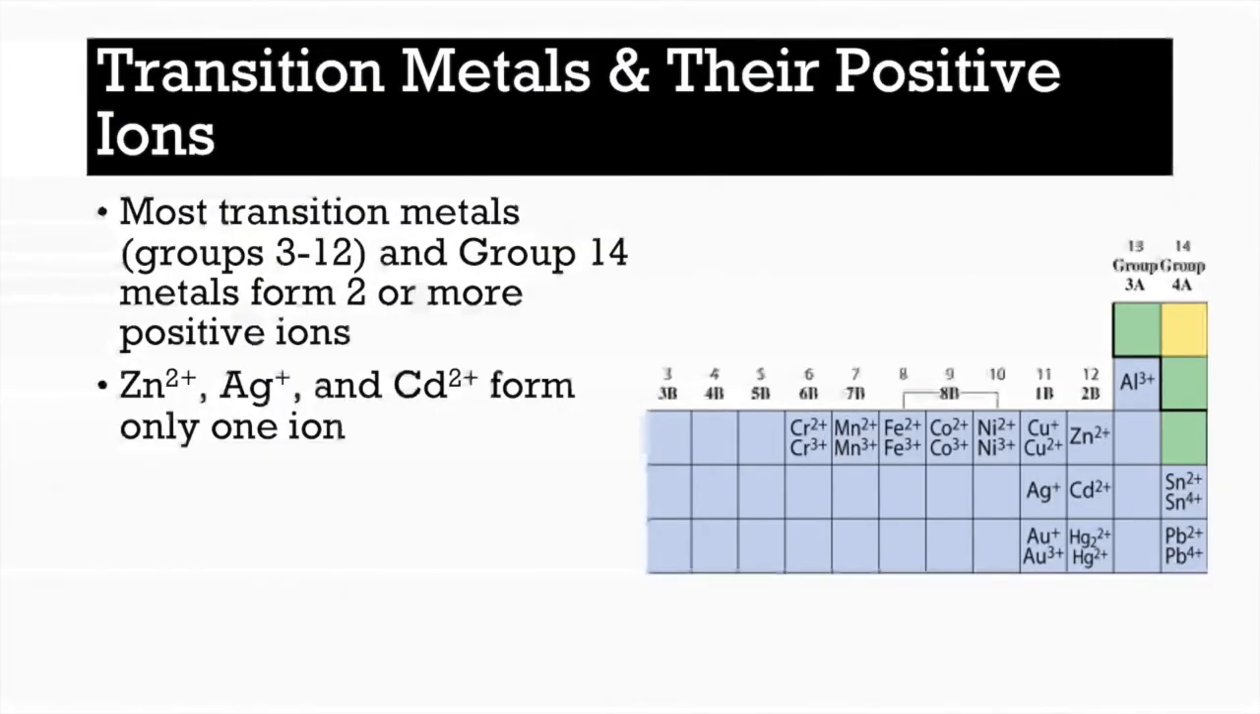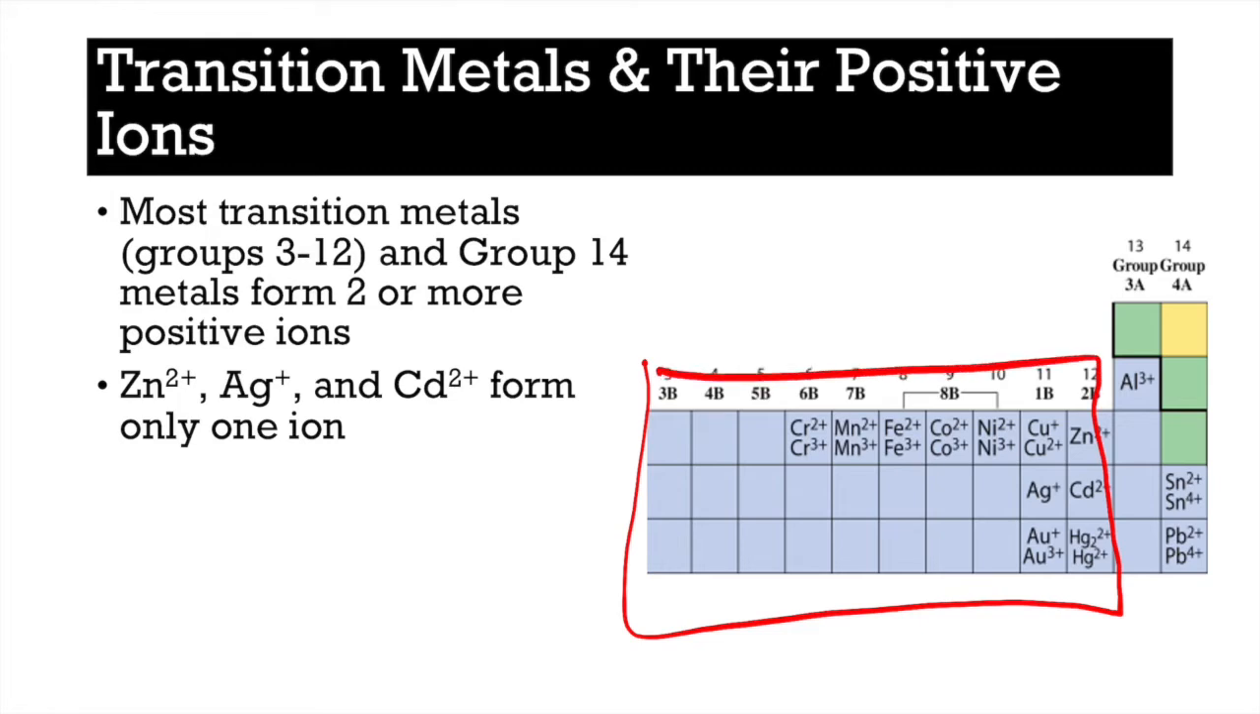Okay, so some background: transition metals and their positive ions. Remember, transition metals are that middle section of the periodic table, groups 3 through 12. A lot of them have multiple oxidation states, or multiple positive numbers in that top right corner. This picture shows a few of them. There are more on the periodic table, but some of them do only have one state. So you have to check to make sure if it has multiple states or not.